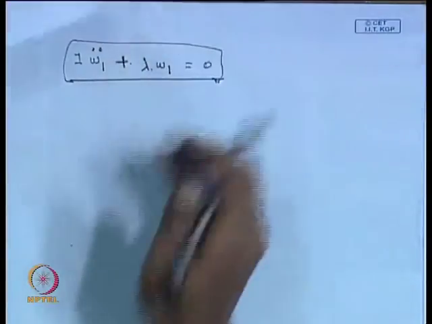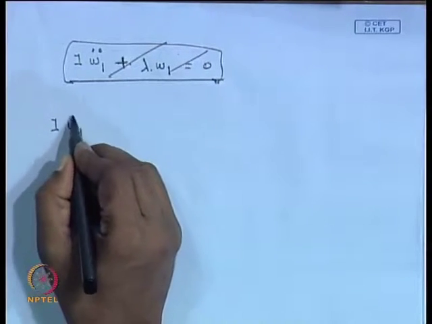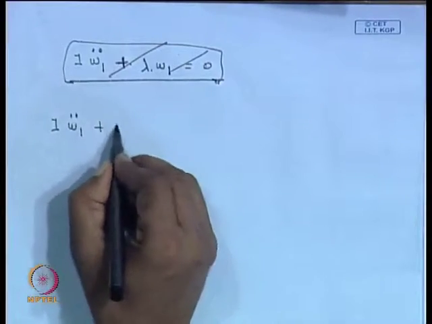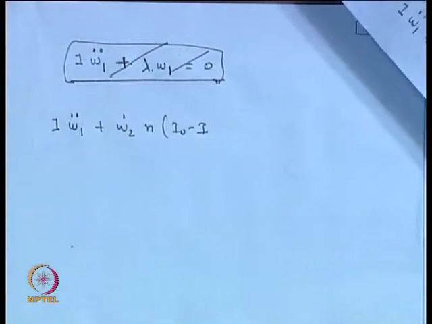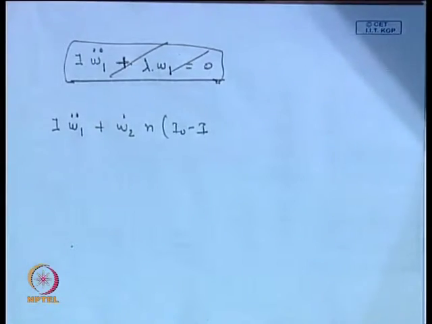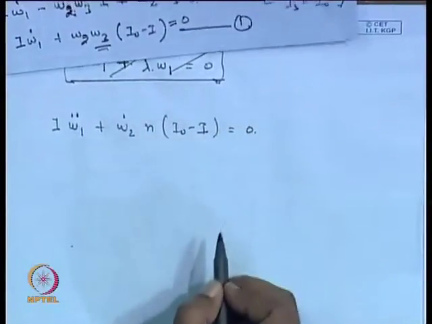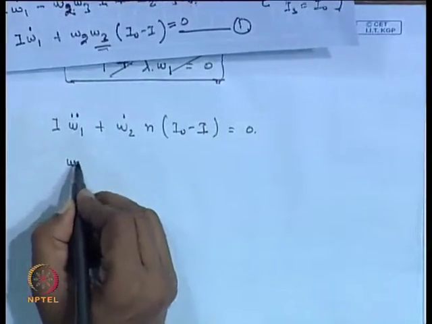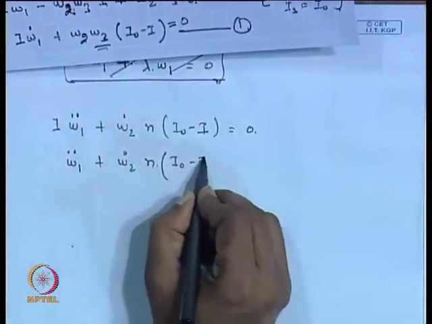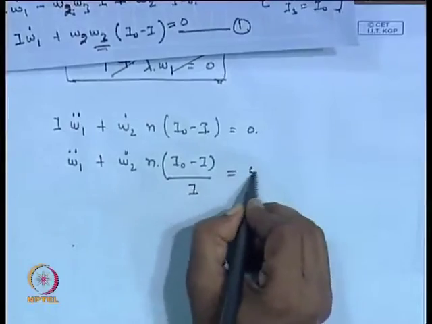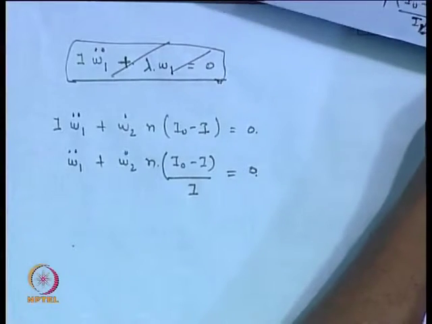Okay, I will carry out this step again once more. This is I times omega 1 double dot plus omega 2 dot times n times (I 0 minus I), what we wrote in the equation number 1. This is the equation number we have chosen. So, omega 1 double dot, this becomes omega 2 dot n times (I 0 minus I) divided by I equal to 0. Okay. Let us go step by step, because some of the terms we miss.